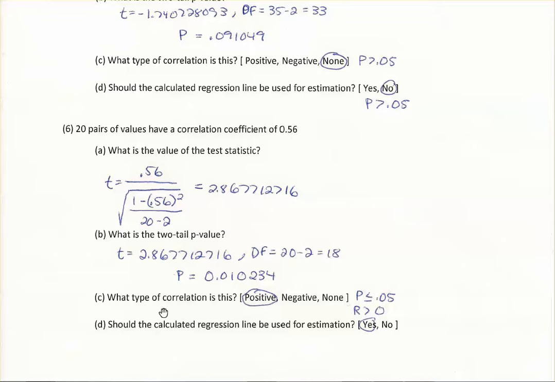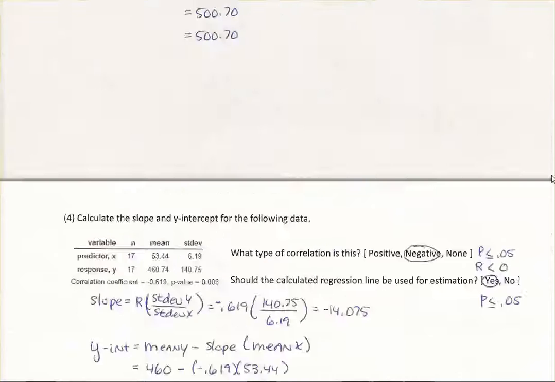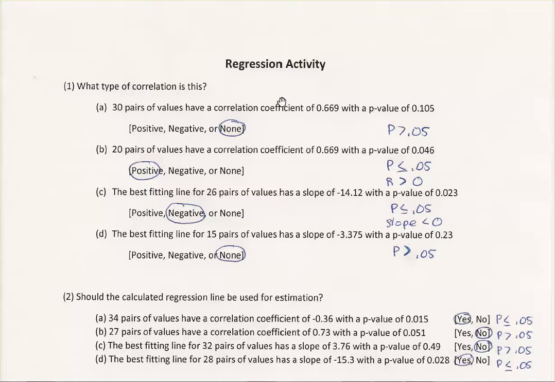So based on this, what type of correlation is this? It is positive. First of all, we do have one because our p is less than 0.05. We then look at the r value, which is our correlation coefficient, 0.56. 0.56 is positive, so we've got positive. Should the calculated regression line be used? Yes, because our p, this value right there, is less than or equal to 0.05. So we're good to go. And there are all of the answers for the regression activity.